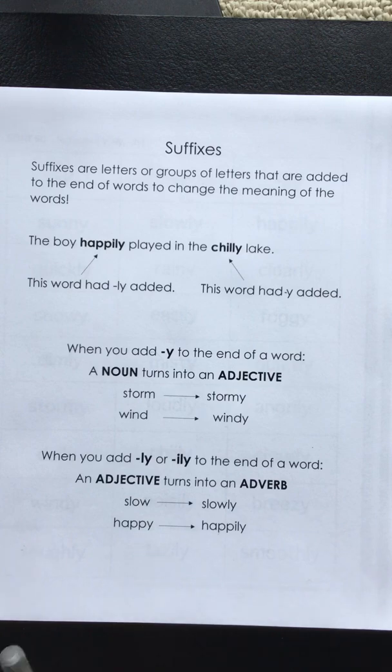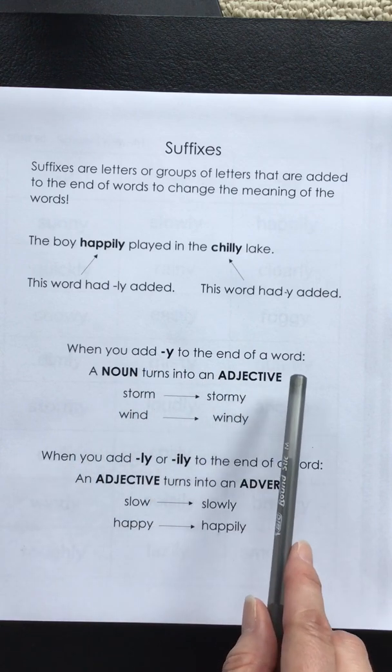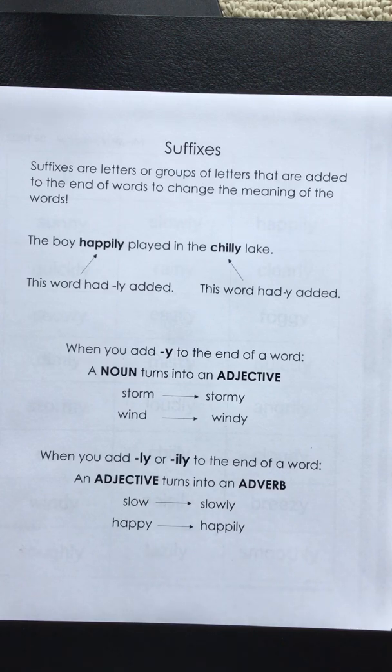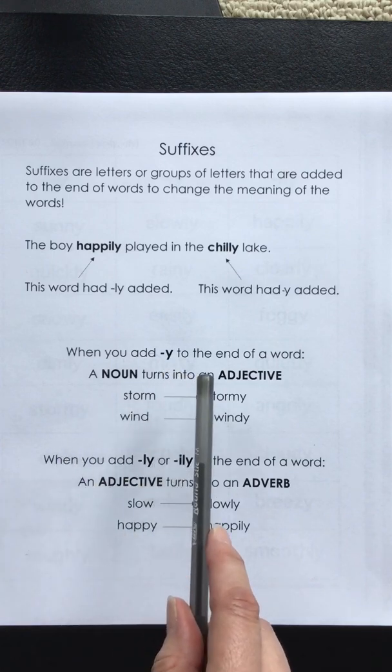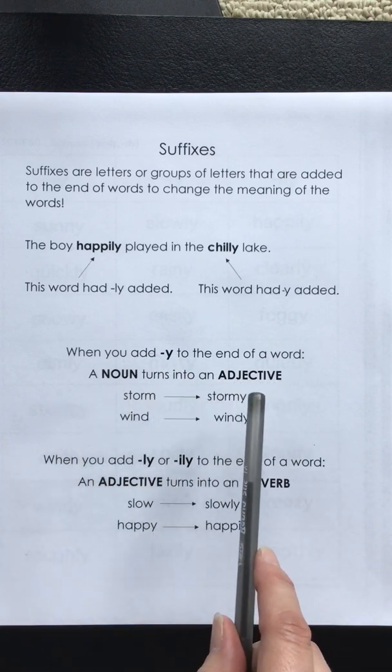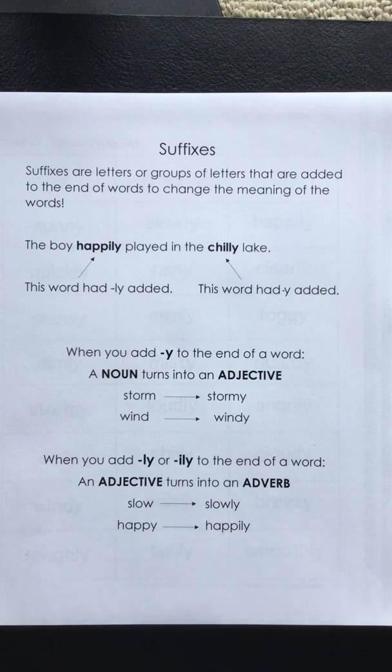Now let's take a look at what happens when you add a y to the end of a word. Remember we said that suffixes change the meaning of words? Well, here's what it does. When you add y to the end of a word, a noun turns into an adjective, like magic. So for example, take a look at the word storm. The storm is outside my window. Now that's a noun in the sentence. If I put a y at the end of the word storm, it becomes stormy. I might say, the stormy day is making me stay inside. Now, stormy is describing the noun day.